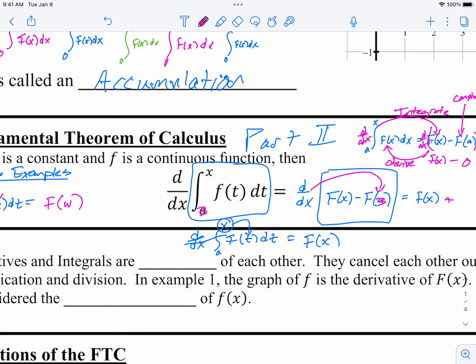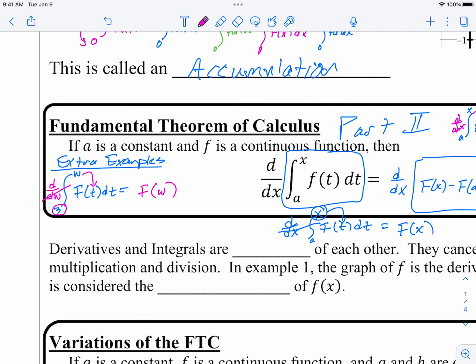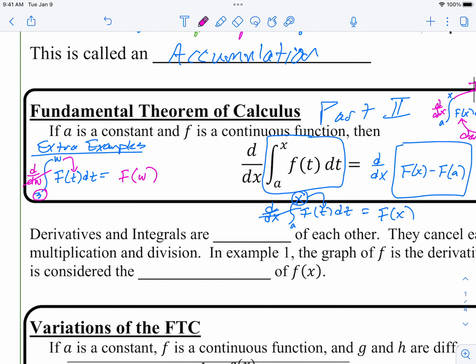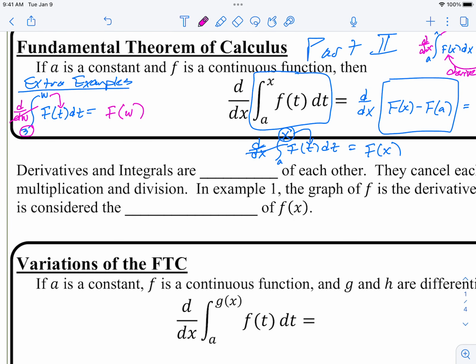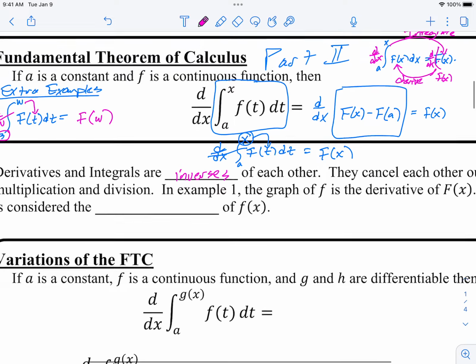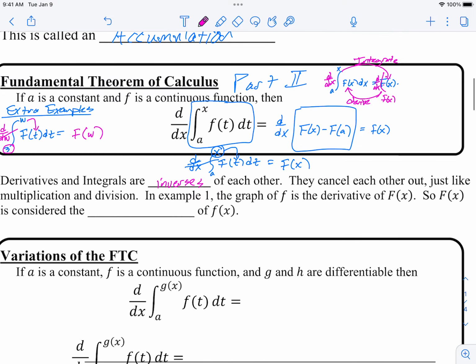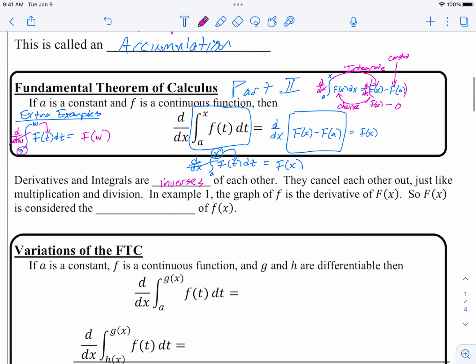Okay, so these are, back that up. I don't need that on my screen. There. That's the big to-do, and we'll practice here in a second, but derivatives cancel integrals in a very specific way. I want to put in here, I actually know the blanks, derivatives and integrals are inverses. Muy importante, and then they cancel each other out, just like multiplication and division. In example 1, the graph of f is derivative of big ol' F, capital F. So capital F of x is considered the antiderivative.